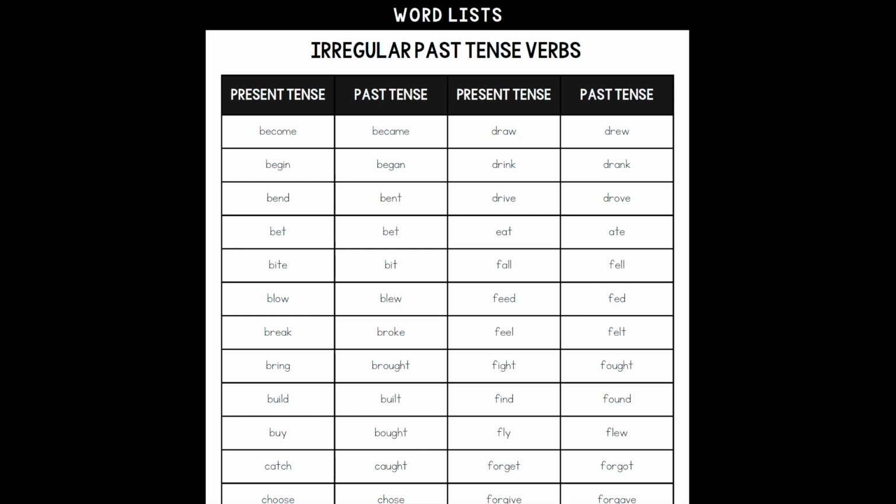Next, we have those irregular past tense verbs. Those are ones that don't follow any predictable rule and we just need to learn them. And there are a lot of them.